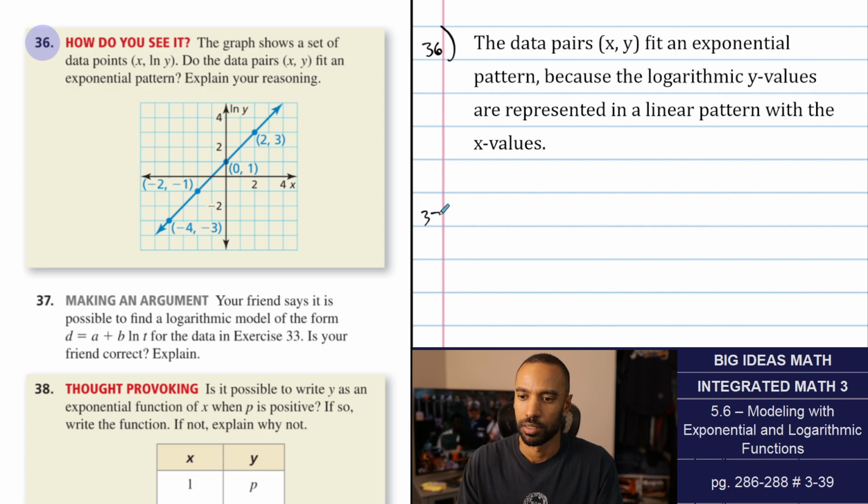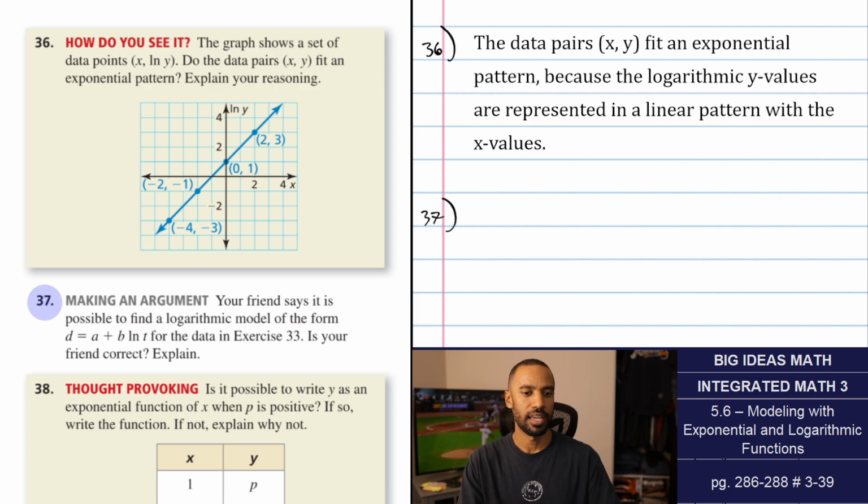Number 37. Making an argument. Your friend says it is possible to find a logarithmic model of the form d equals a plus b times the natural log of t for the data in exercise 33. Is your friend correct? Explain.